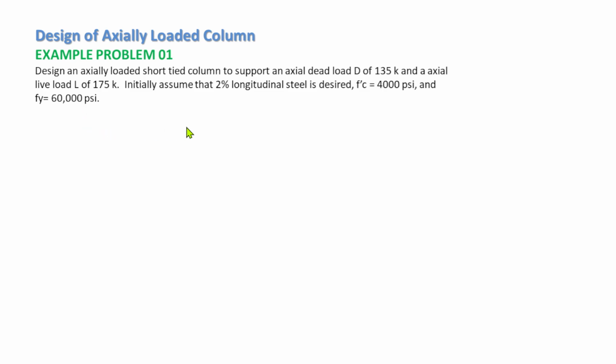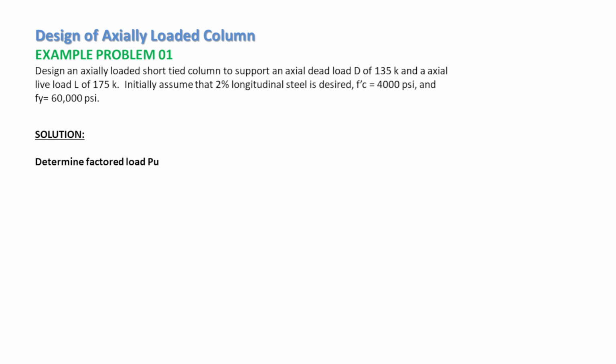So the keyword here, guys, in this problem is axially loaded short tied columns. Short column means it is not a long column, or the moment is zero. But actually it's not totally zero. Maybe there's a small moment, but it can be neglected because the eccentricity is less than 0.1. It's very small, so we expect the column is purely in compression because it is an axially loaded column.